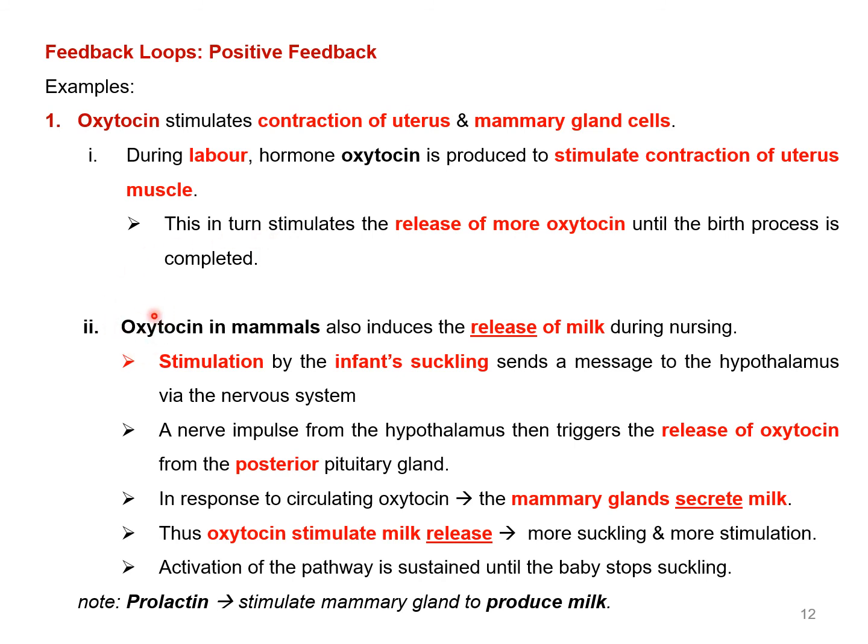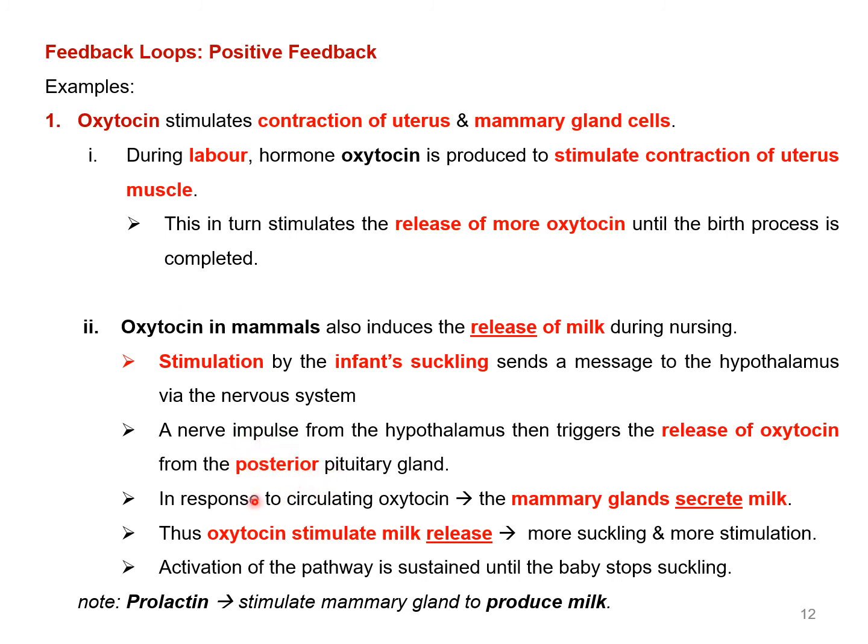The second function of oxytocin is that it releases milk from the mammary gland. During nursing, stimulation by the infant's suckling sends a message to the hypothalamus via the nervous system. A nerve impulse from the hypothalamus then triggers the release of oxytocin from the posterior pituitary gland. So kita belajar tadi kan, saya dah mention, hanging from the hypothalamus you have the pituitary gland. The pituitary gland is divided into posterior and anterior. Oxytocin is released by the posterior pituitary gland.